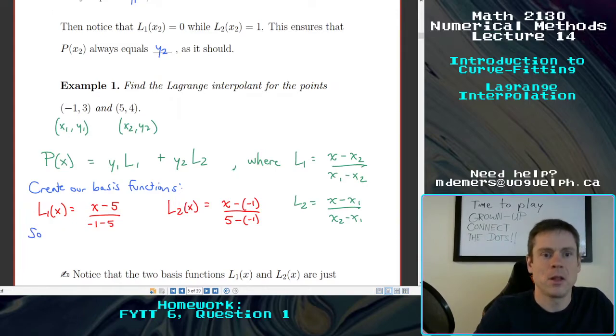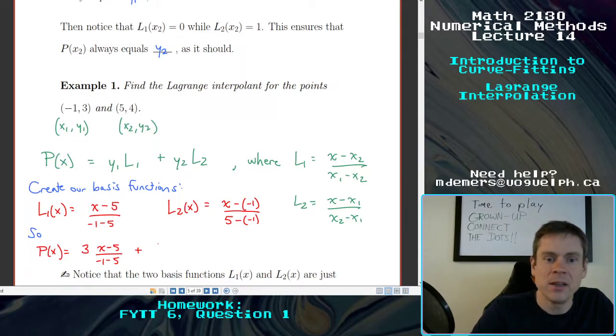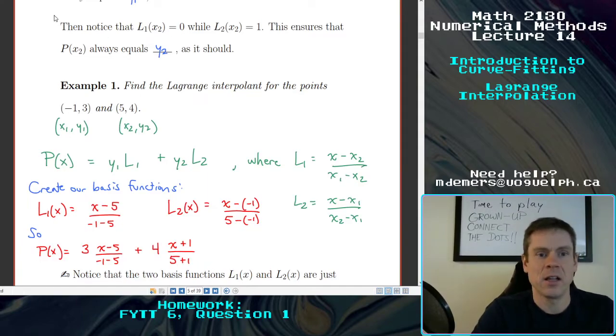So, if I put together my P of x, it should be our y1 times L1. y1 is 3, so 3 times that first one, x minus 5, over minus 1 minus 5. And then I'm going to add the second one, which would be y2 times L2. That's going to be 4, and over here we have x plus 1 over 5 plus 1. And this looks like the form that we need.